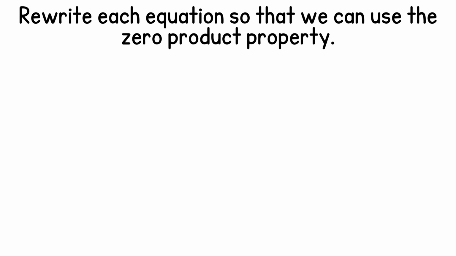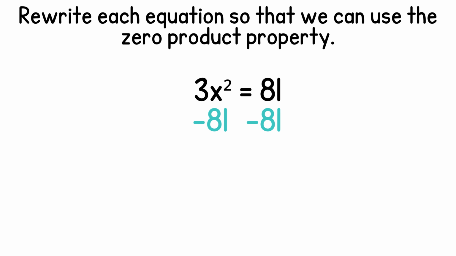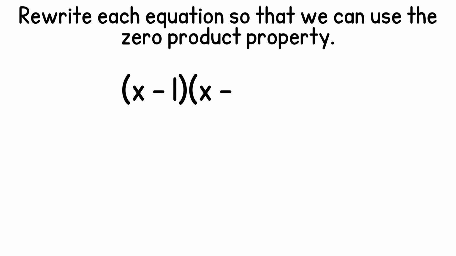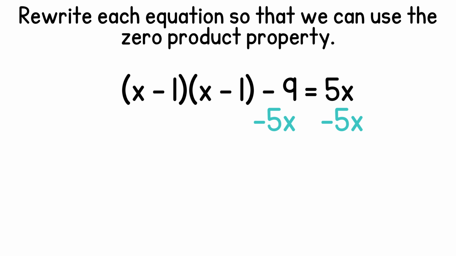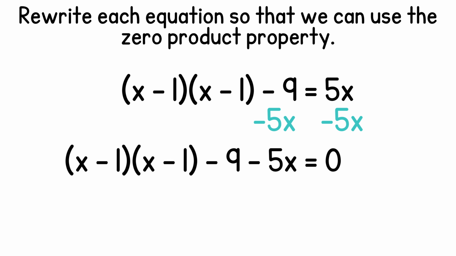In this example, we're going to rewrite each equation so that we can use the zero product property. So we have 3x squared = 81. We just want our equation to equal 0. So we're going to subtract that 81 so that it goes to the left side and our equation is equal to 0. So we'll get 3x squared - 81 = 0. Now we have (x - 1)(x - 1) - 9 = 5x. So we'll subtract that 5x so that we can get 0 on the right-hand side. And this will produce the final equation where it's equal to 0 now.